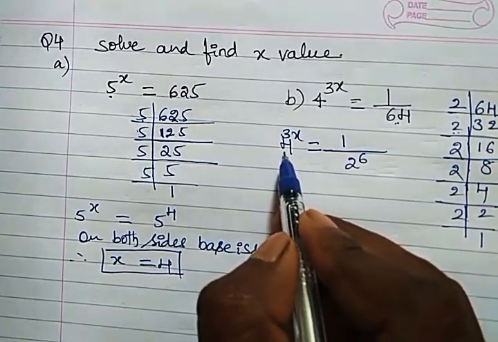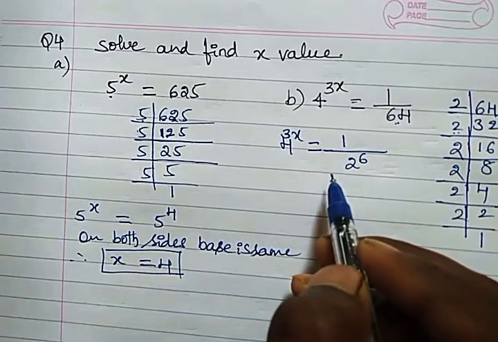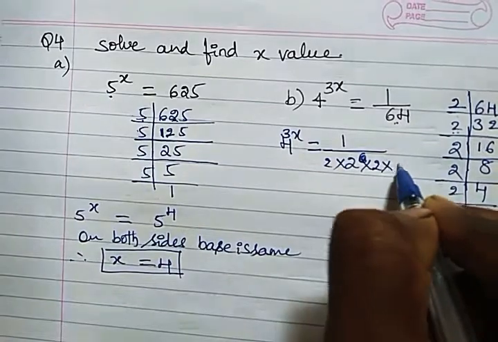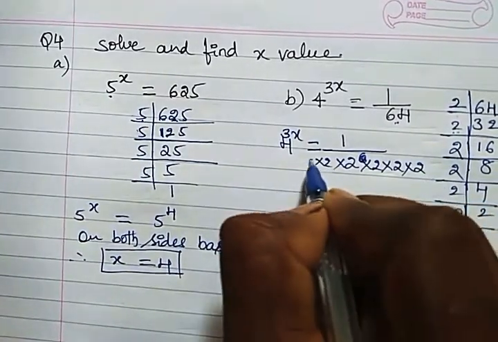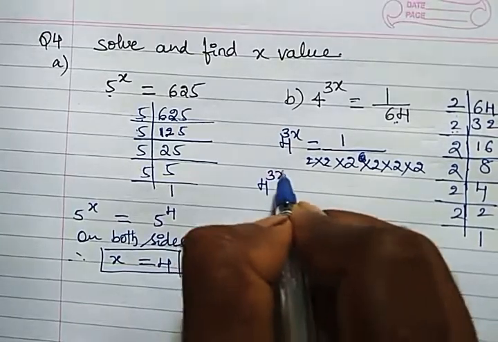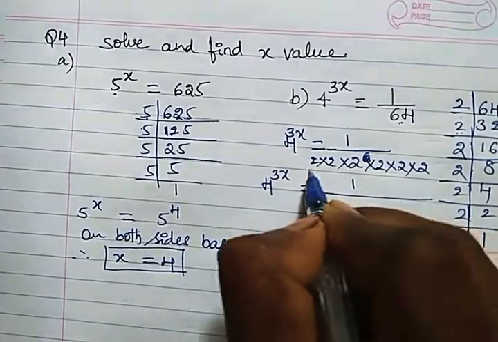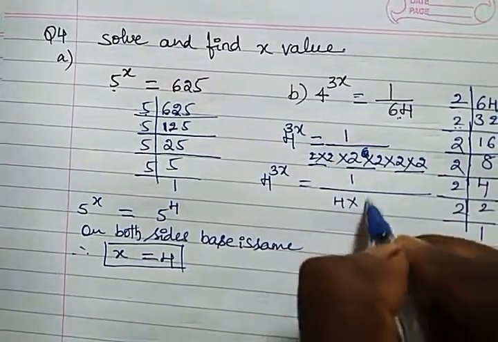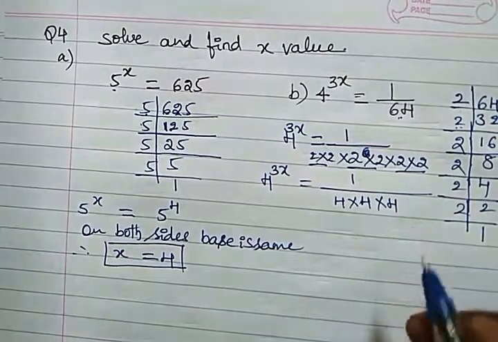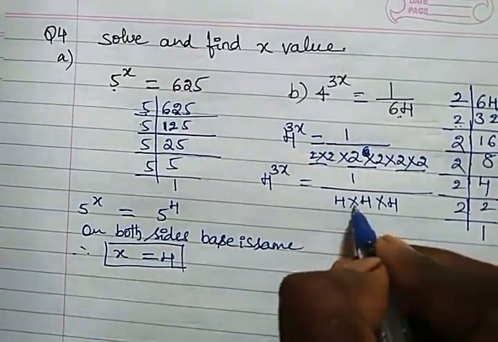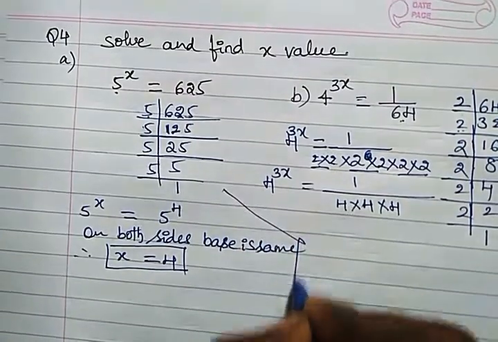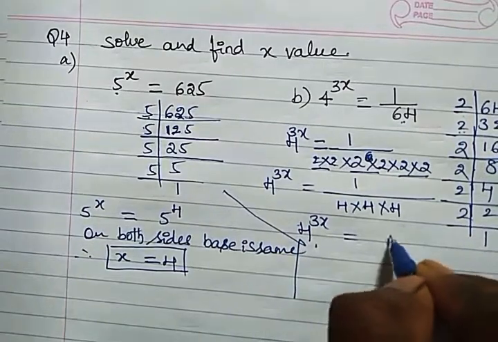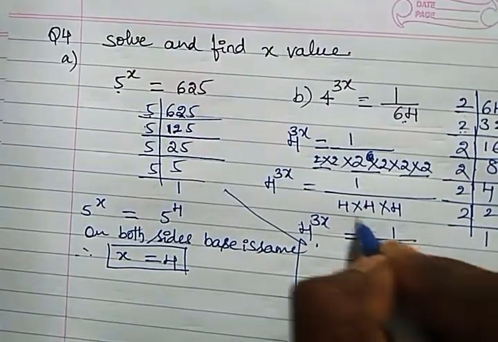Here on both sides the base is different. So I think we'll write it like this: 2 into 2, 2 into 2, 6 times. 4 power 3x is equal to 1 by, we'll take groups of 2 2s. 2 2s are 4, again 2 2s are 4, into 4. Now on both sides the base will be the same, but it's in the denominator. We'll bring it to the numerator. 4 power 3x is equal to 1 by 4 power 3 times.